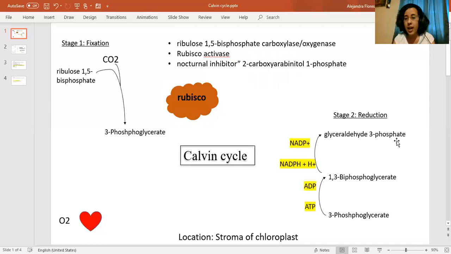And glyceraldehyde 3-phosphate has 3 possible outcomes. It can be exported out and be converted to sucrose, or can stay there and be converted to starch. Or the most common one, it can be recycled to generate again ribulose 1,5 biphosphate. And actually, the majority of the glyceraldehyde 3-phosphate is gonna undergo the recycling. From every 6 molecules of glyceraldehyde 3-phosphate, only 1 is gonna be used to be either sucrose or starch. But the other 5 are gonna just go to be recycled.